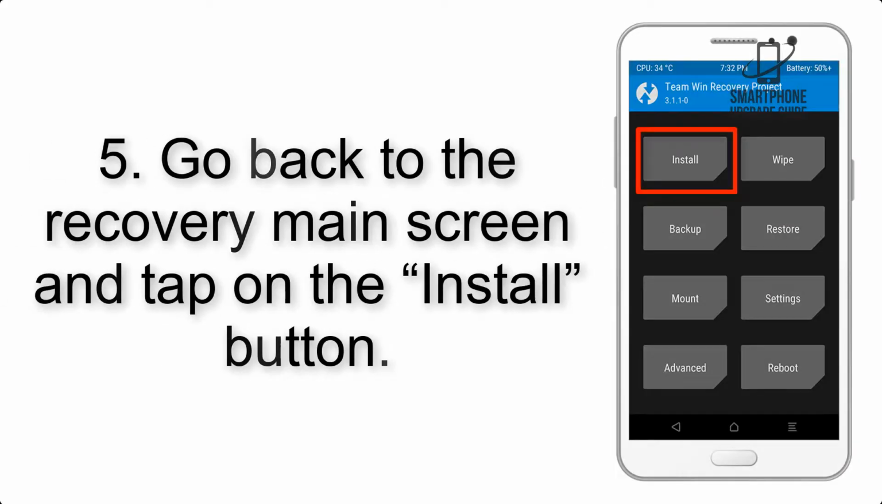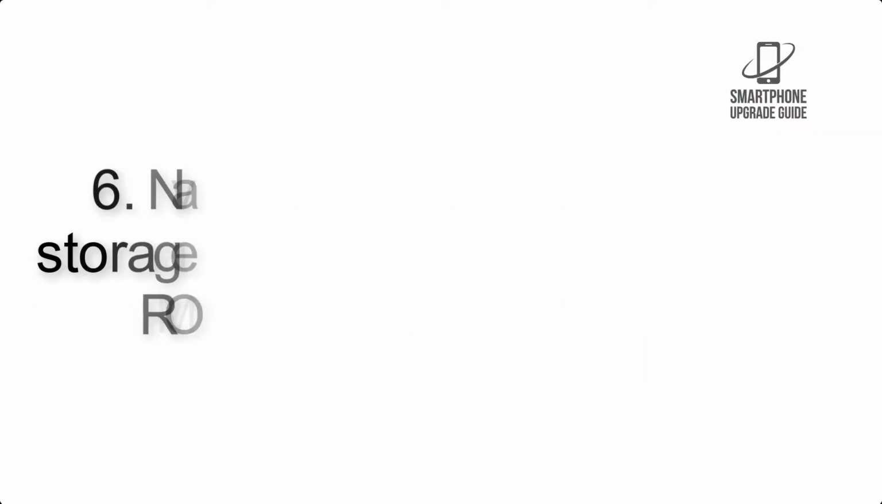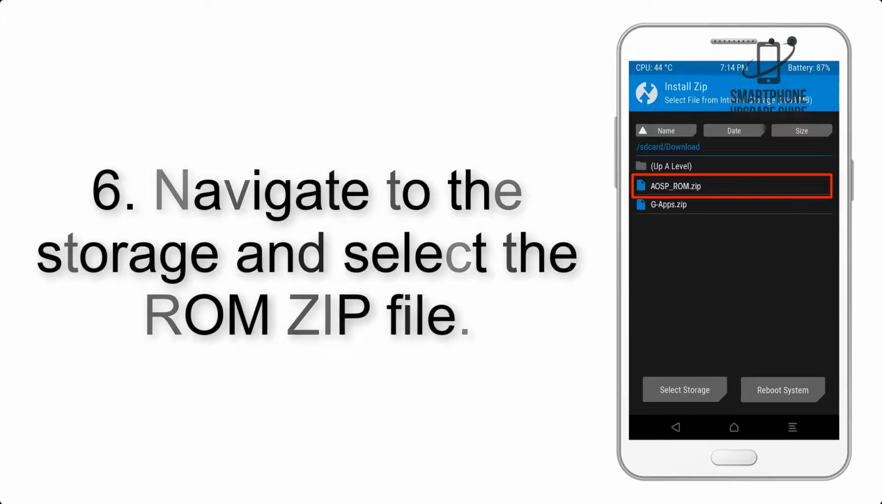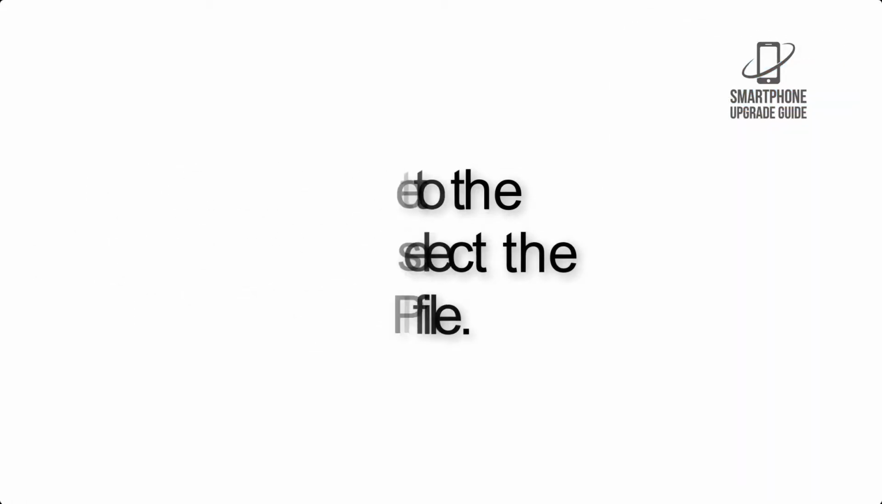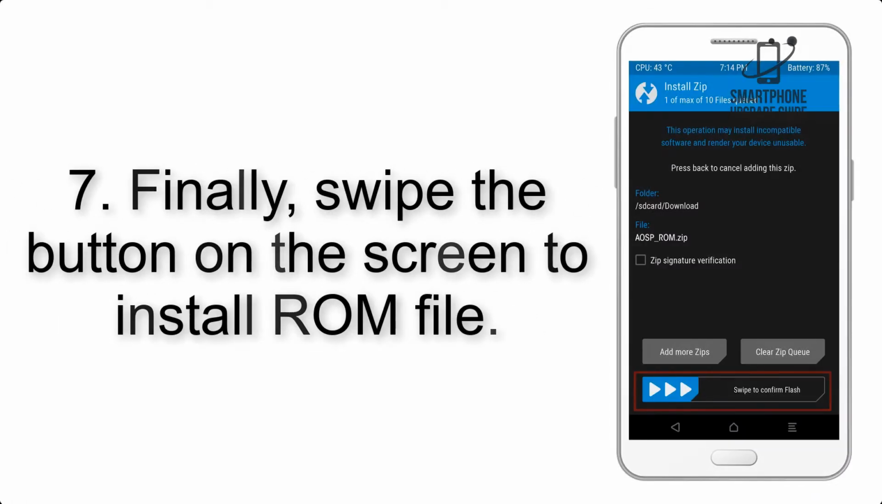Step 5: Go back to the recovery main screen, and tap on the Install button. Step 6: Navigate to the storage, and select the ROM zip file. Step 7: Finally, swipe the button on the screen to install the ROM file.